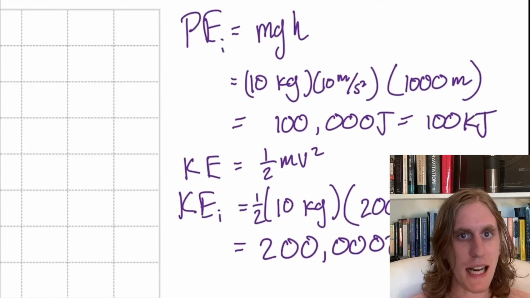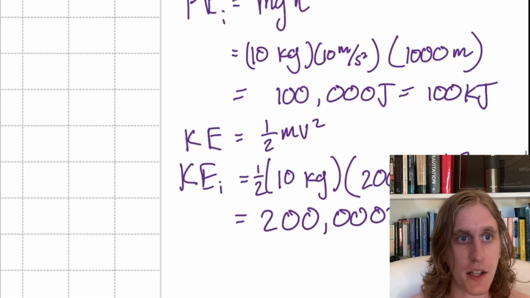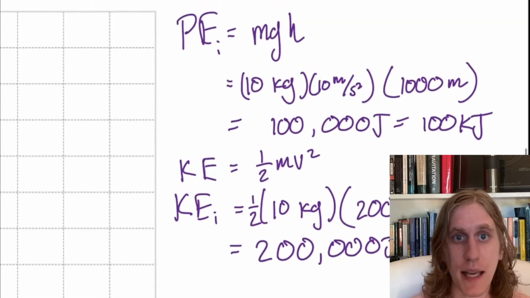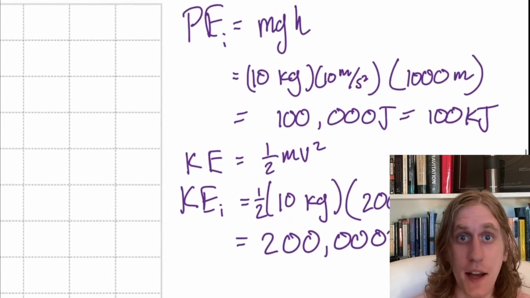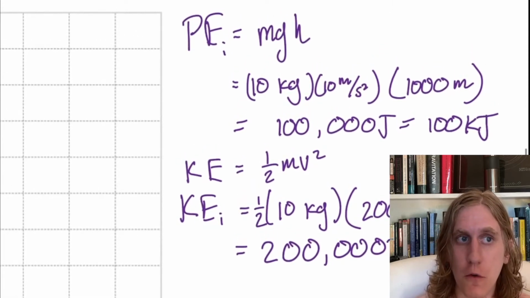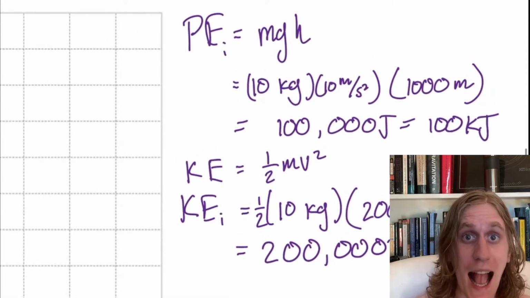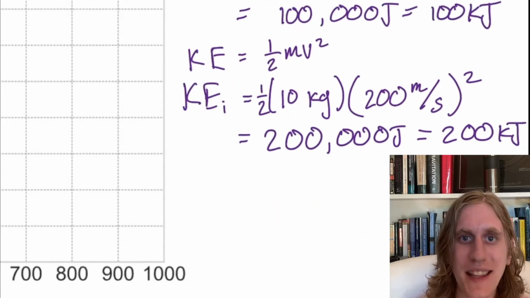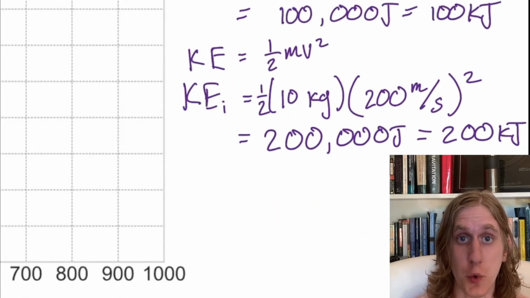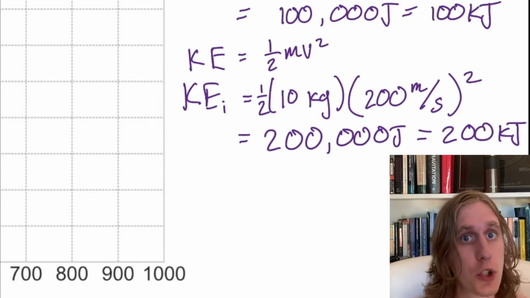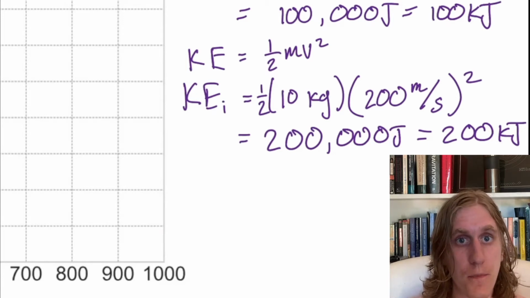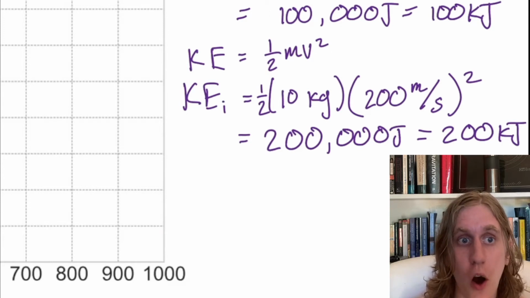Now, I haven't done anything fancy here. I've just taken the numbers that were given and plugged them into the equations that we have for energy. We end up with 100,000 joules for the potential energy at the beginning of the problem, and we end with a kinetic energy of 200,000 joules. In this problem, we're being asked to graph in kilojoules. A kilojoule is just 1,000 joules, so 200,000 joules is just 200 kilojoules. Let's mark these energies on our plot.